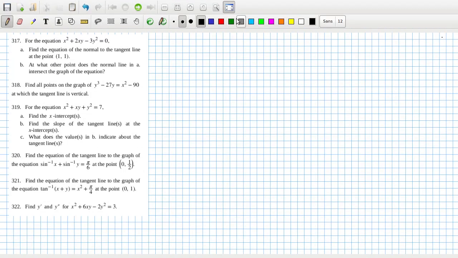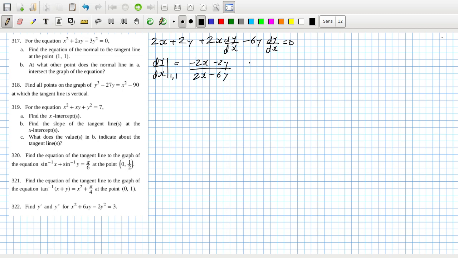Okay, 317. Let's see. Derivative: 2x plus 2y plus 2x dy/dx minus 6y dy/dx equals 0. So dy/dx equals minus 2x minus 2y over 2x minus 6y.